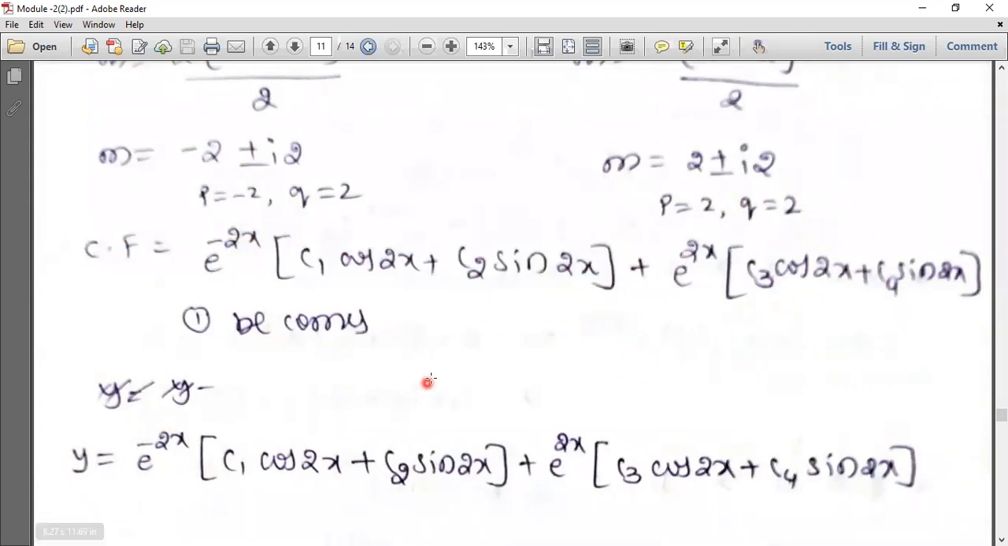This complementary function you substitute in equation 1. So what we are getting, y is equal to this much.